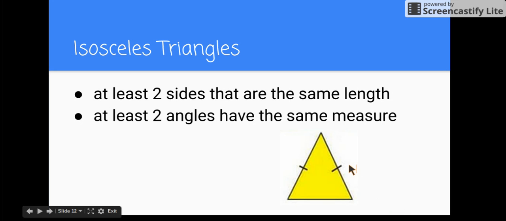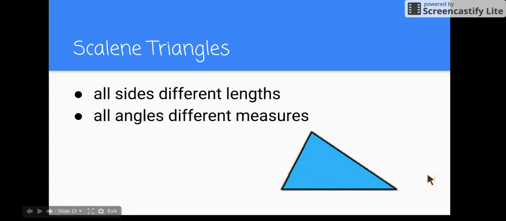So in this triangle right here, this side and this side are the same length, and we know that because of these line markings. And then these angles are the same measure. Scalene triangles. All sides are different lengths, and all angles have different measures.